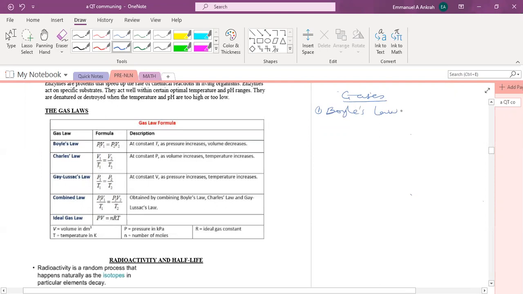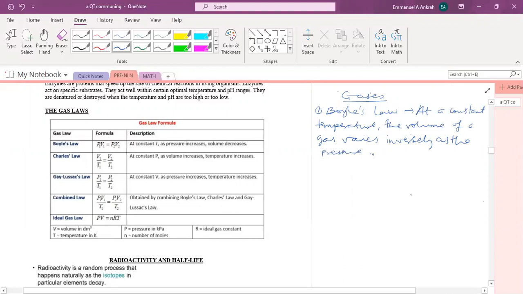So Boyle's law says that at a constant temperature, the volume of a gas varies inversely as the pressure. That's what we call Boyle's law. The description I have here: at constant T, as pressure increases, the volume decreases. It's an inverse relationship, so they change in opposite directions. All right. Okay.